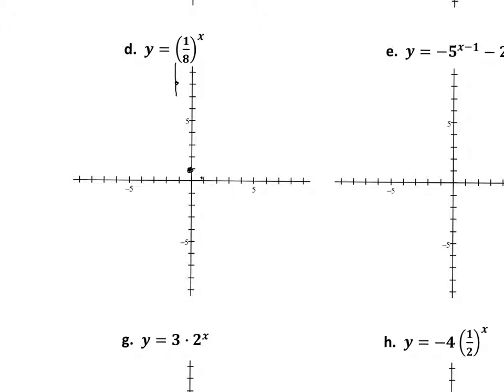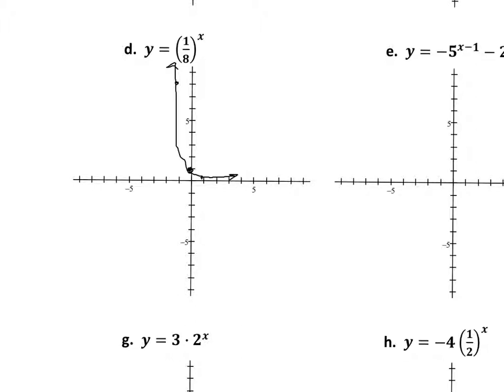So you can see as your numbers get bigger, how much steeper it gets, and as they get small, it gets flatter. So 1/8, like 1/2, is flatter, 1/8 is steeper. 2 to the x is flatter, 8 to the x is steeper.